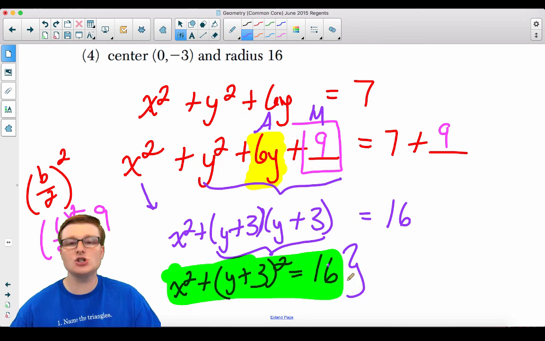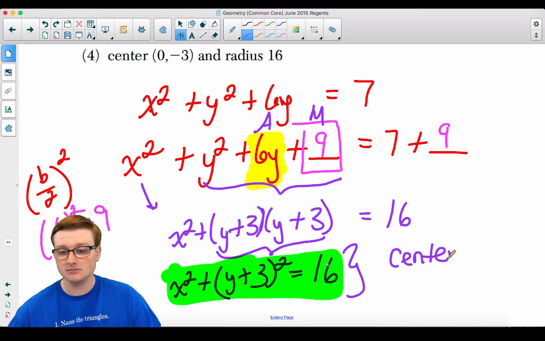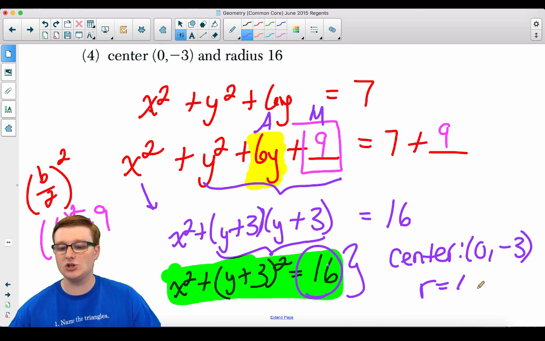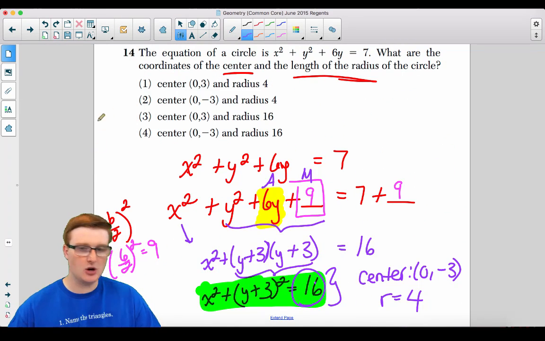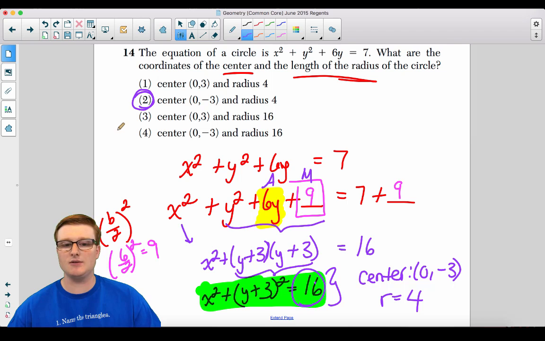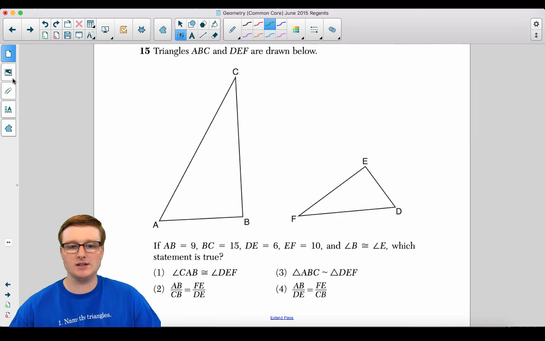And we can easily determine the center and the radius of the circle. Your center is going to be (0, negative 3). And your radius is the square root of that number, which is going to be 4. You take the opposite of the values inside here to get your center, and the radius is the square root of that larger number, which is 4. Now, if we go back to our answer choices, the correct answer is going to be choice 2. The center is (0, negative 3), and the radius is 4. That's question 14. Moving on to 15.